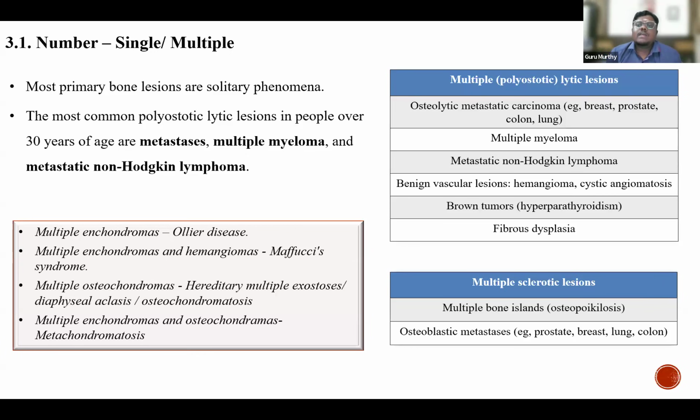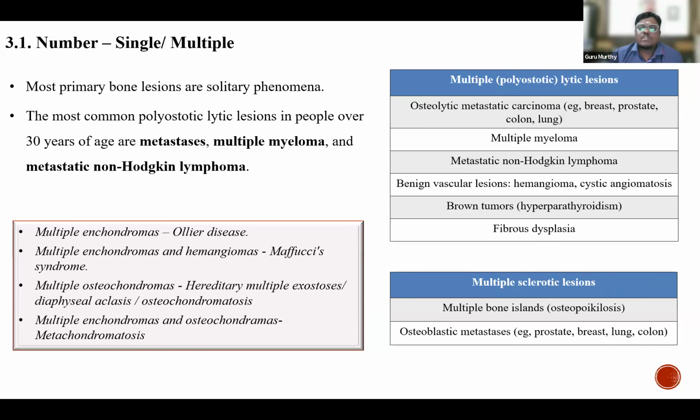But you should be aware that there are multiple benign lesions which also can present in a polyostotic form. For example, these are all your spotters which you will get, like multiple enchondromas, Ollier's disease, hemangiomas, hereditary multiple exostosis, which is multiple osteochondromas, and multiple enchondromas with osteochondromas are metachondromatosis. These set of lesions are all multiple in number, but they're all benign. But you have to be very careful with this set of lesions because they are more prone to malignant transformation.